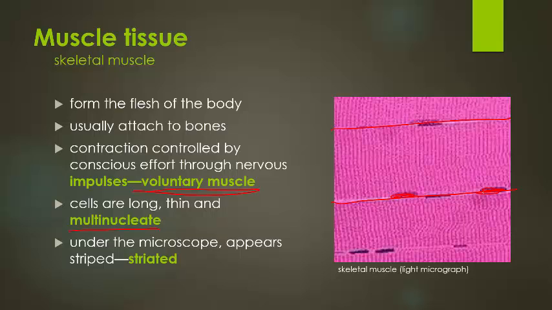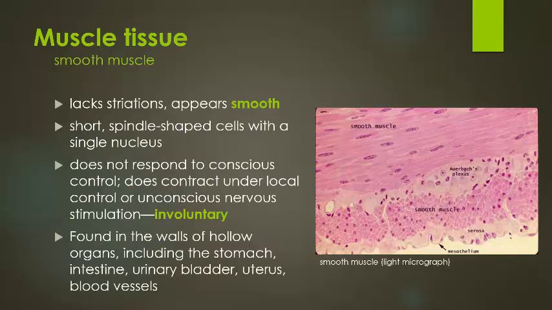And when you look at skeletal muscle under the microscope, it appears striated. See the stripy pattern that runs across the cell this way. That's because of a very unique arrangement of the protein fibers inside of that muscle cell. And we'll talk a lot more about that when we get to the muscular system. So that's skeletal muscle. And just to review, it is voluntary striated muscle. We have conscious control over it, and it's stripy.